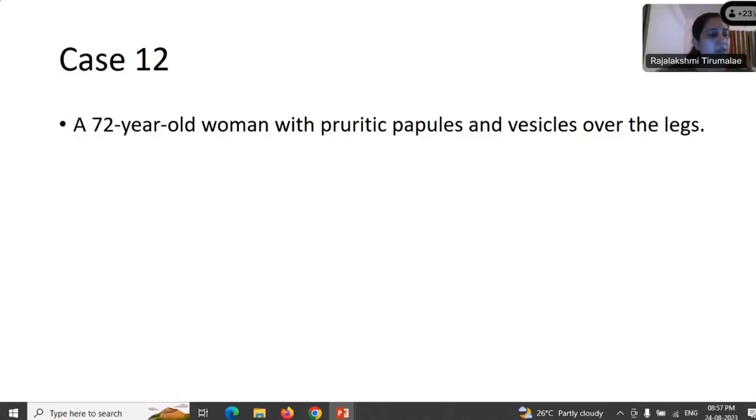Okay, so we'll go to case number 12. This was a 72-year-old lady with pruritic papules and vesicles over the leg. Who will take this case? Bhagishri? Yes, ma'am.